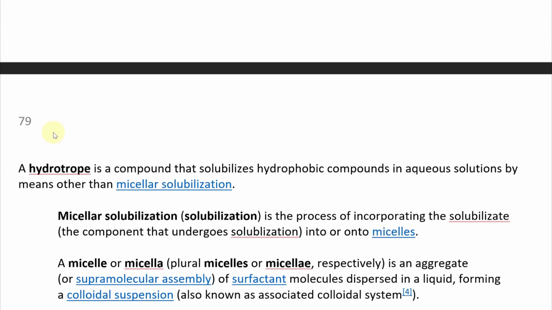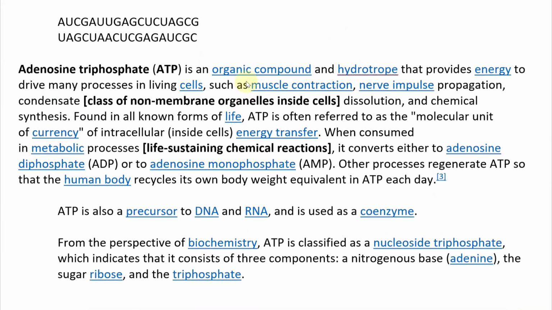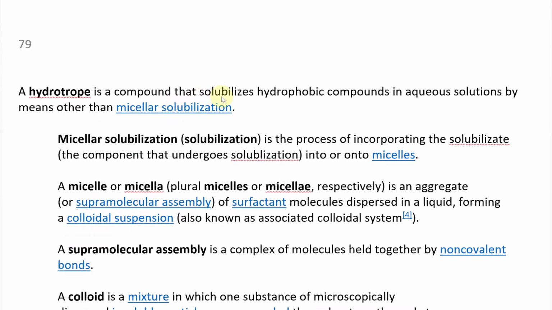Alright, now let's look at a hydrotrope, and the reason is because ATP is an organic compound and hydrotrope that provides energy to drive many processes in living cells, etc. So a hydrotrope is a compound that solubilizes hydrophobic compounds in aqueous solutions by means other than micellar solubilization. And so it basically incorporates these hydrophobic compounds, which are compounds that don't like water, so they don't want to mix with it.